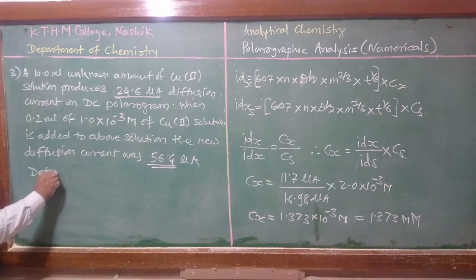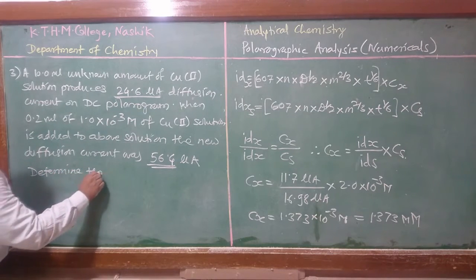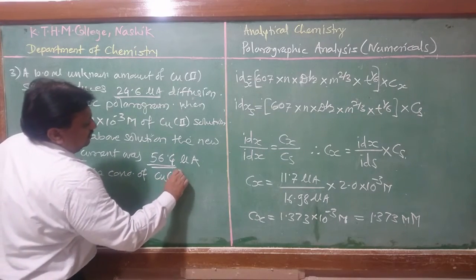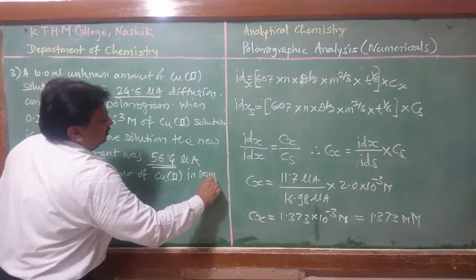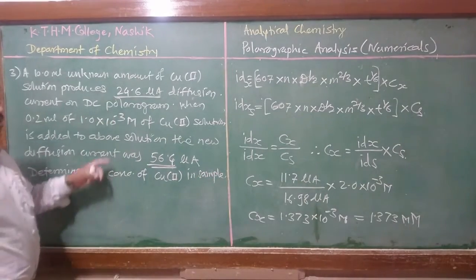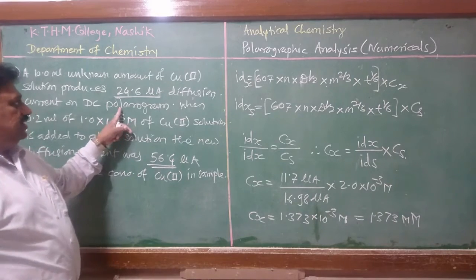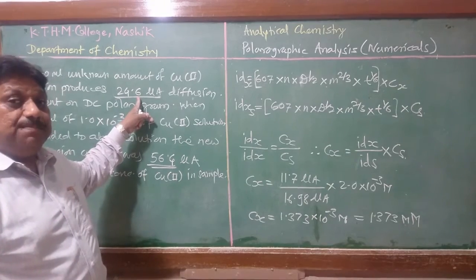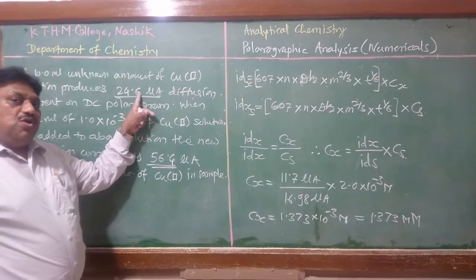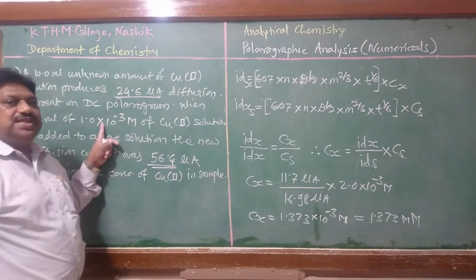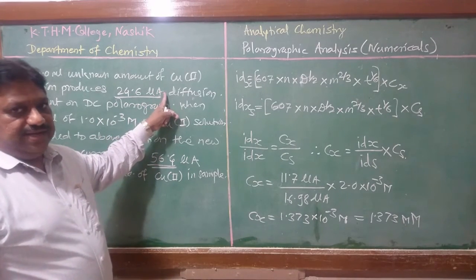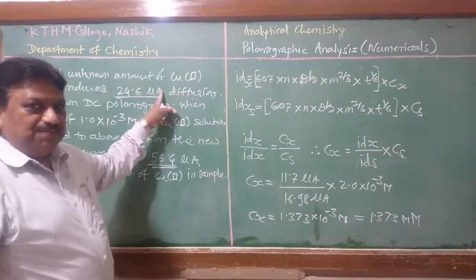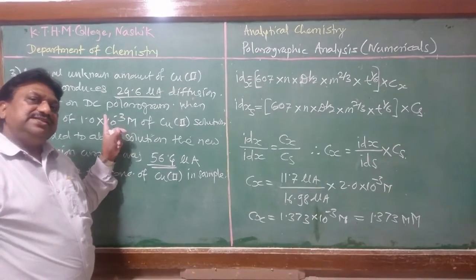Determine the concentration of copper second in the sample. This problem is based on the standard addition method. In this case, first of all, the analysis of a fixed volume of sample is carried out. To the same amount of sample, a known amount of standard is added, and again measurement is carried out. Therefore, in the standard addition method, two measurements are carried out, one for the sample, second for the sample containing standard.